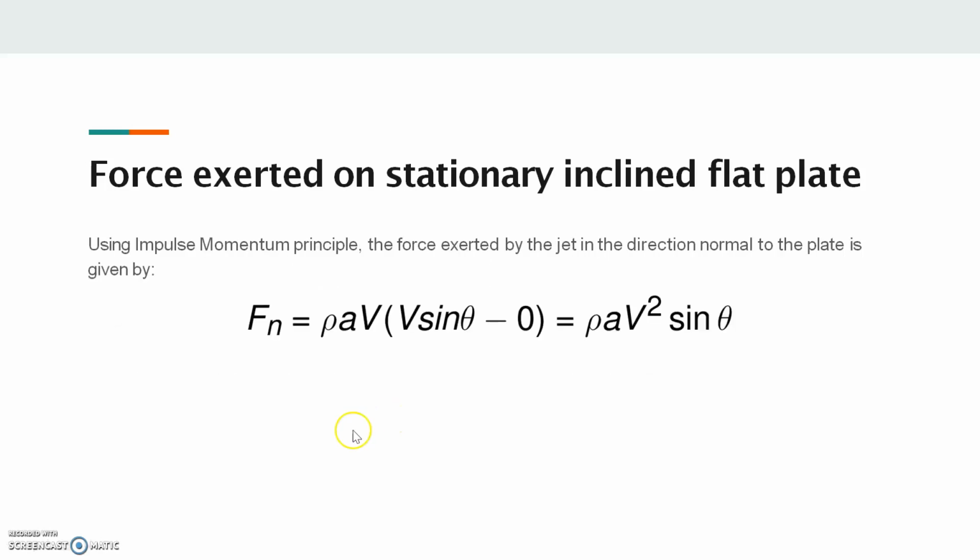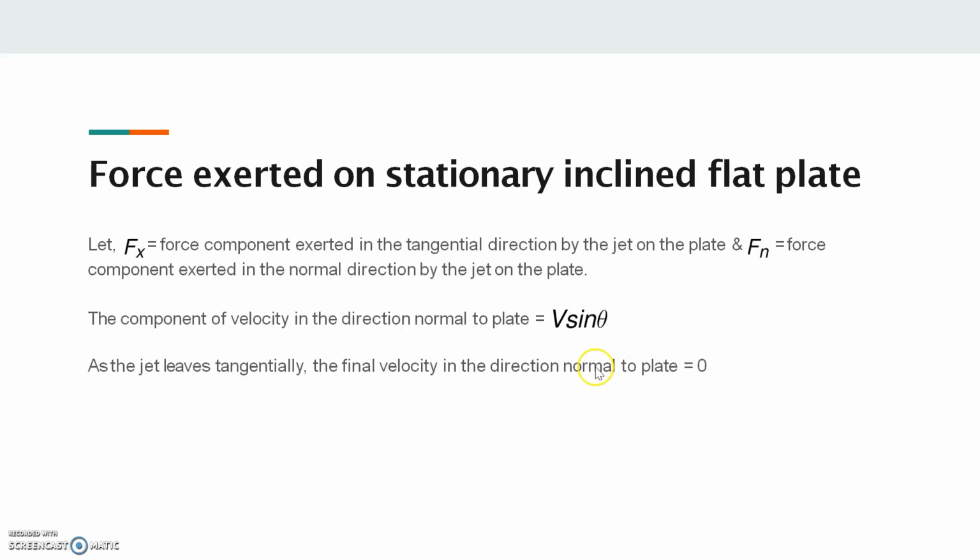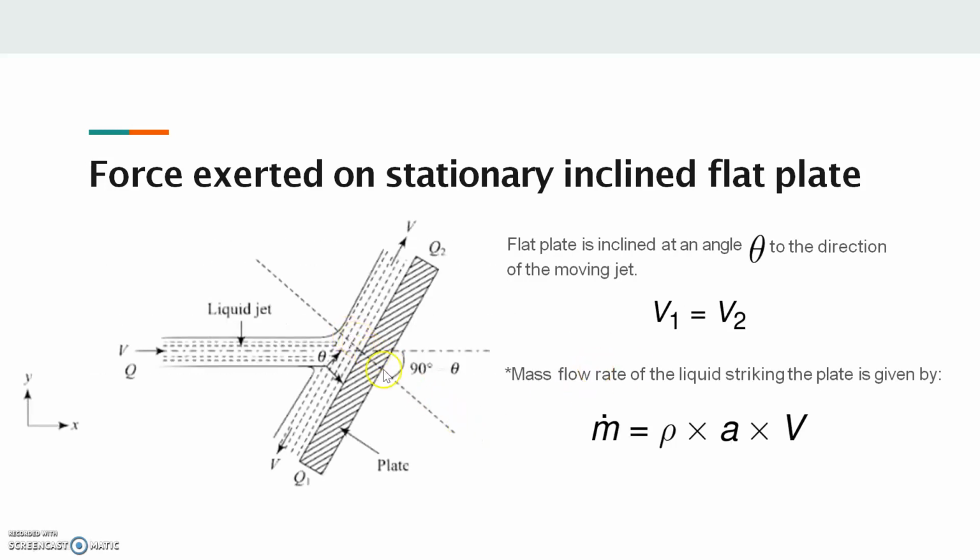Using the impulse momentum equation, the force exerted by the jet in the direction normal to the plate will be, as usual, Fn is equal to rho into A into V into final velocity minus initial velocity, V sine theta minus 0, which is nothing but rho A V squared sine theta. So this is the force exerted on the stationary inclined flat plate in the direction normal to the plate. Please mind that this force is exerted in a direction normal to the plate, which is shown as a dotted line here. This is the normal to the plate.